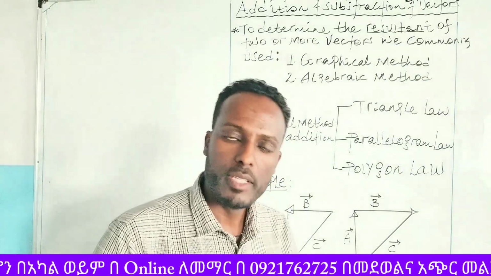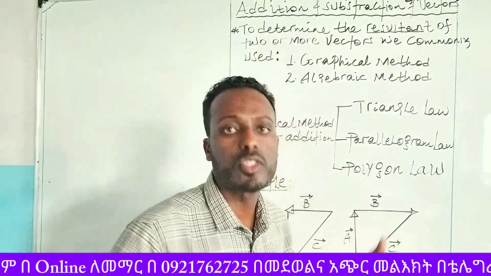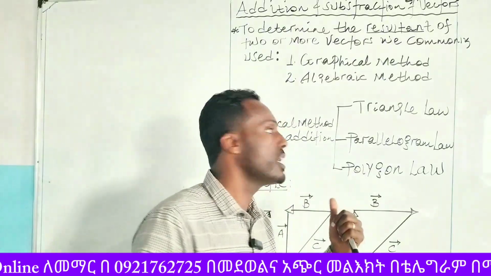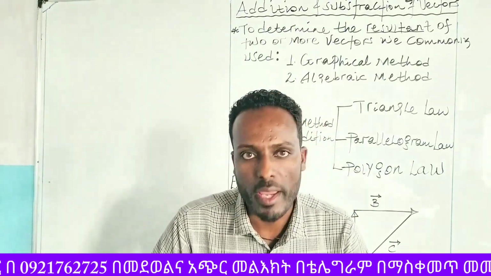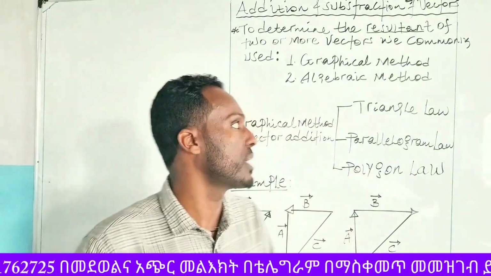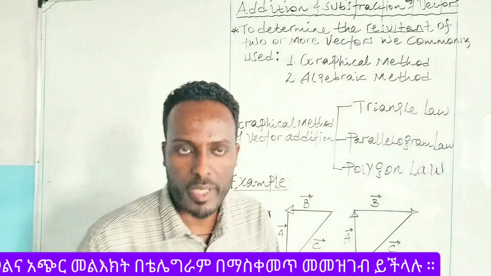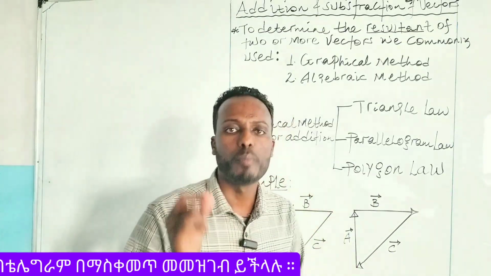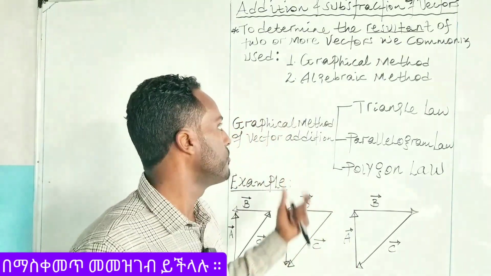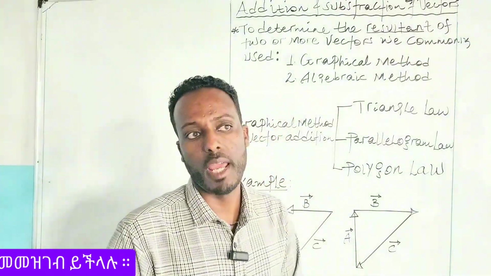Okay, the graphical method of vector addition is one of the methods to combine vectors graphically. The second one is the algebraic or analytical method of vector addition. In this case, we see how to combine vectors mathematically.